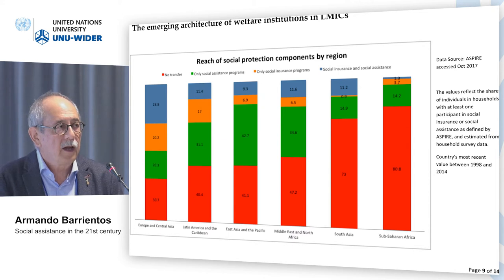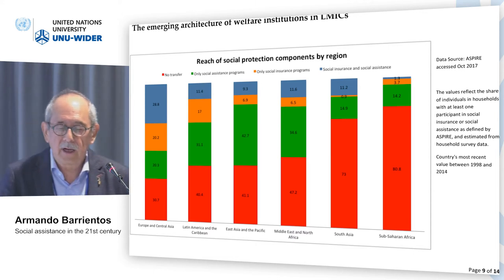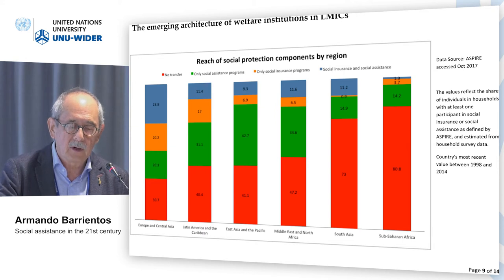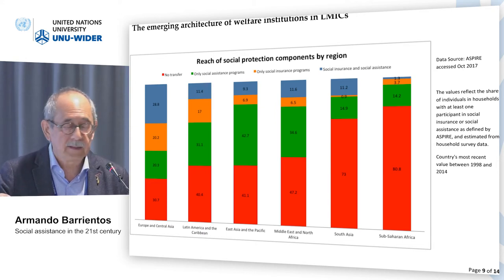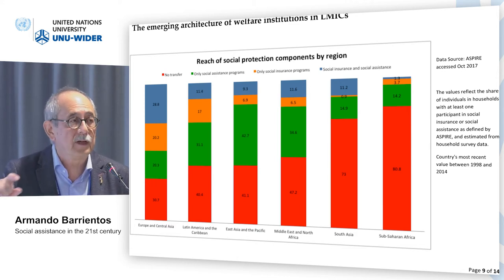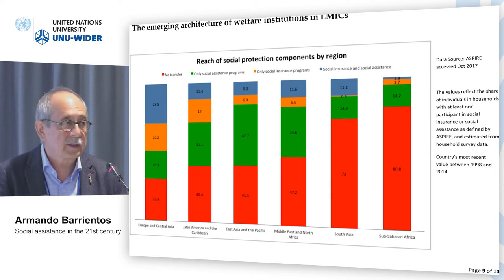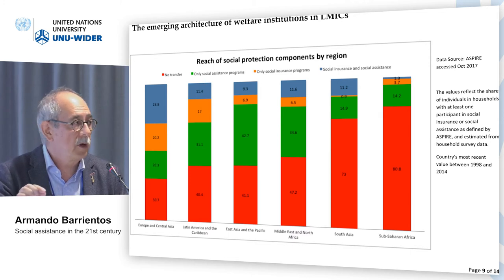The red ones are the households in the household surveys that receive nothing, no social insurance, no social assistance. The third that Martin Ravallion was discussing this morning in his presentation. The green ones are households that receive only social assistance. And as you can see, the green one is very significant in most regions there. The orange one are the ones that receive only social insurance. And then you have the blue ones that receive both.